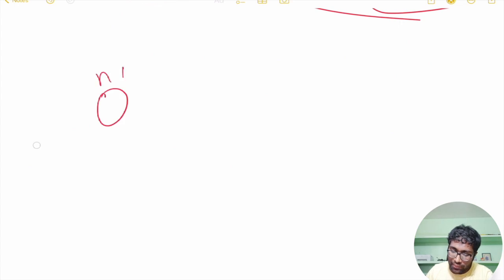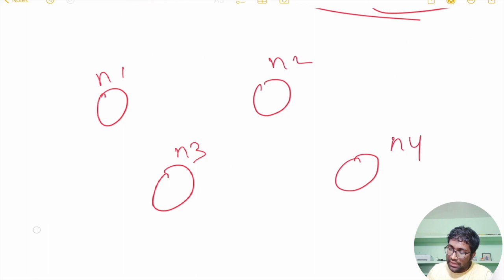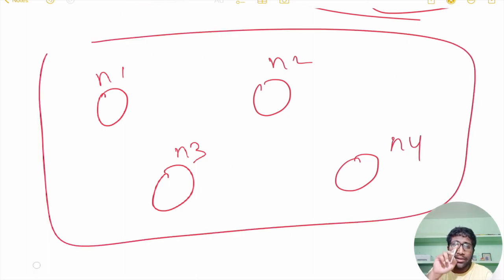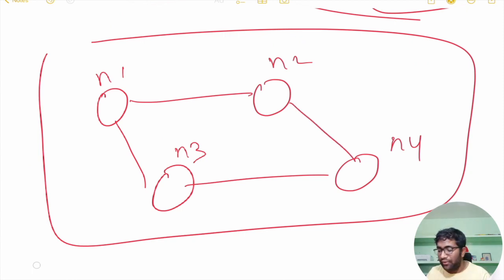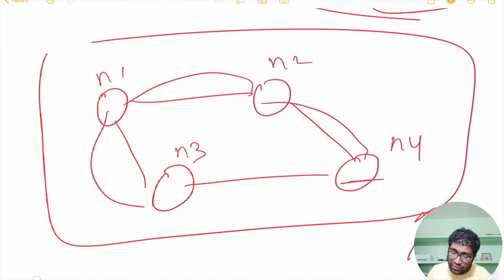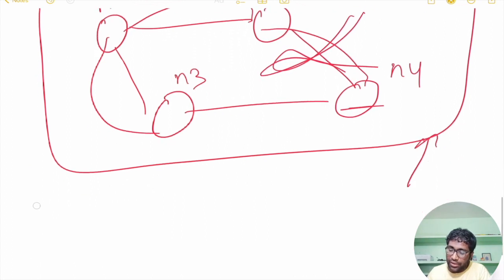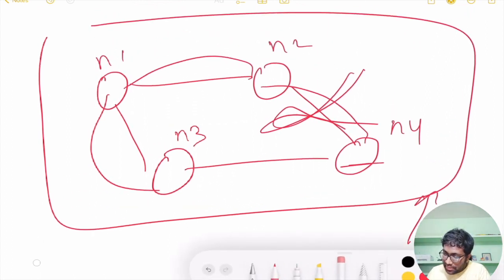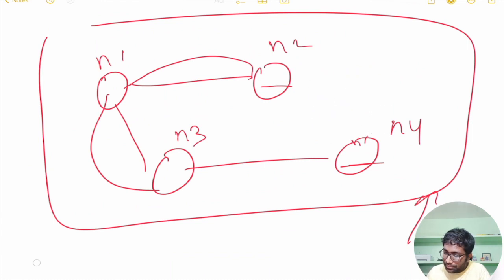Take N1, N2, N3, and N4. These are the distributed system nodes that are present, and all of them communicate with each other. Whenever a write operation happens to the N4 node, let's say, it tells the others, hey, I got a new write, so you also update it, you also update it, like that. This communication will happen. So let's say one of these links has been broken, and there is no connection between N2 and N4.